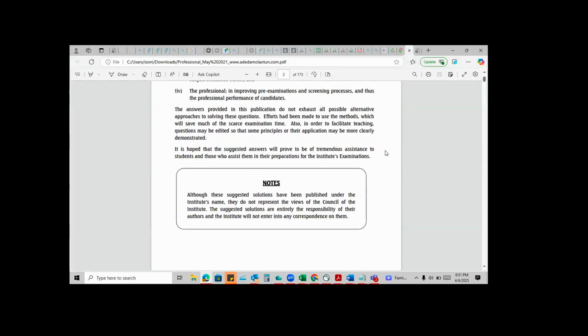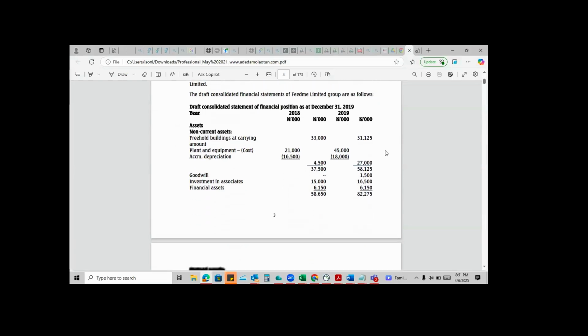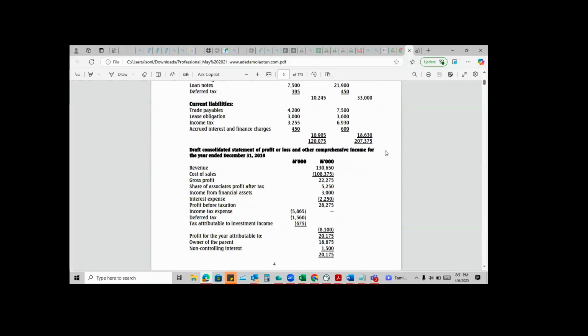Let's look at the income statement. In the income statement, they now broke it down. So what they put as 8.1 here, they said income tax expense, deferred tax, and then tax attributable to investment income. This tax attributable to investment income probably is coming from share of associates, but they had already mentioned here that this one is after tax. I don't know if it's an error on their part, but I don't care. What I know is this. This is the tax expense that you charged, 8,100.